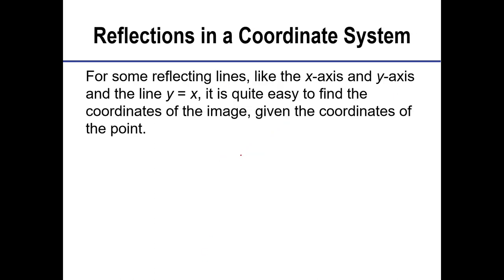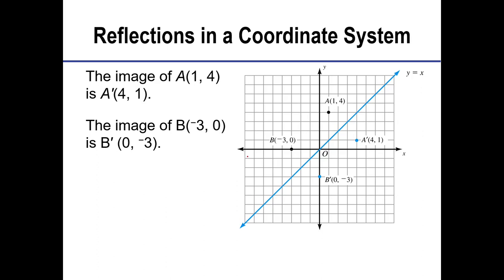For some reflecting lines, like the x-axis, the y-axis, and the line y equals x, it is quite easy to find the coordinates of the image given the coordinates of the point. For example, if I have the point (1, 4), I can reflect it across the line y equals x to the point (4, 1). So essentially, I am swapping the x's and the y's. Here the y is in place of the x, and the x is in place of the y.